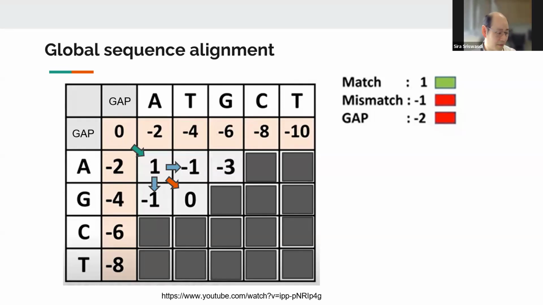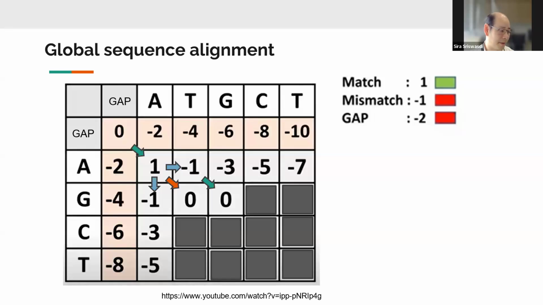We can repeat this process of considering what happens if we go to certain cells from certain directions, and we can fill out the scores. So this also becomes 0 because the score was -1, right? And we have G and G being paired together, so we get a +1. So this again also becomes 0. And then we can fill out the rest of the process. Good.